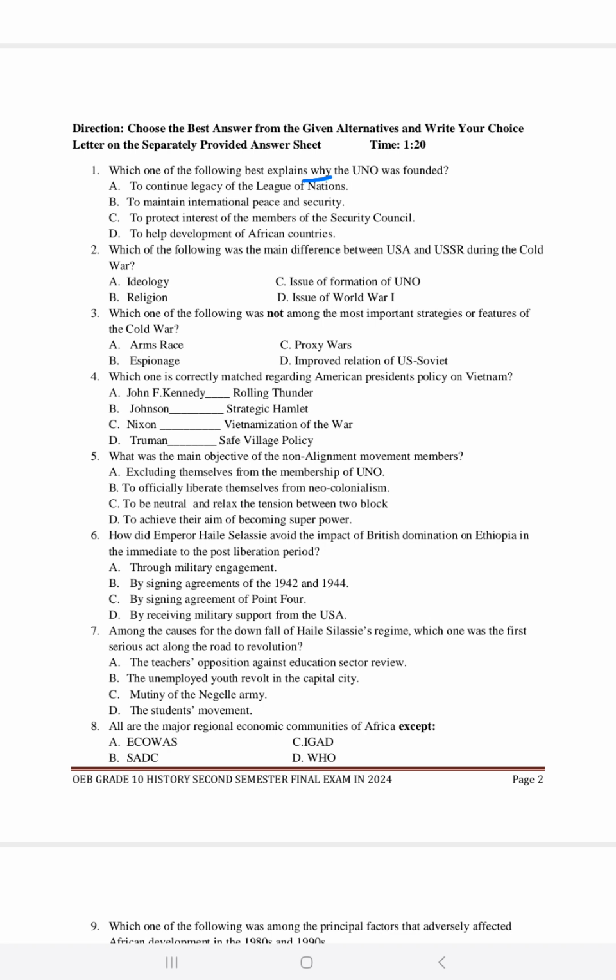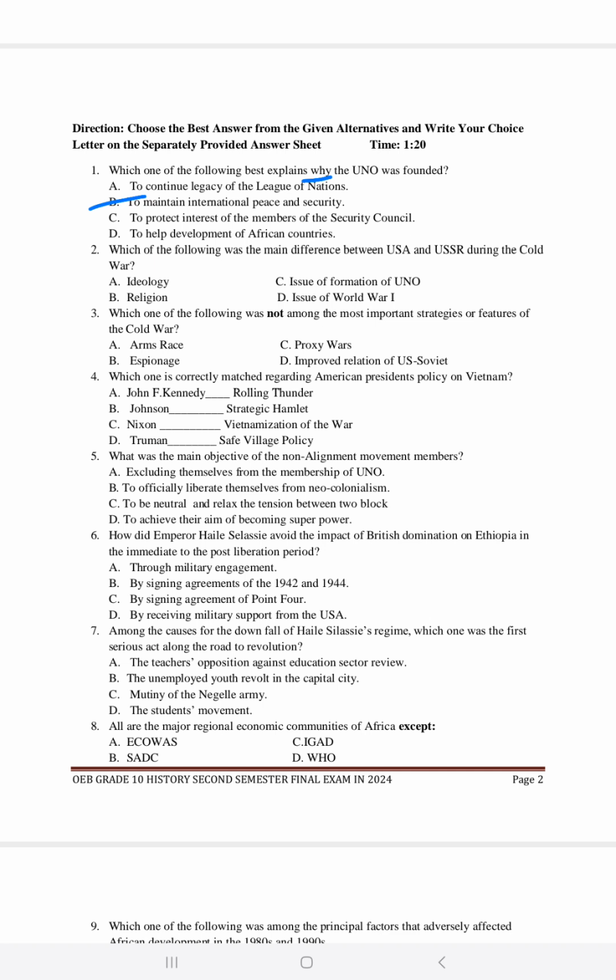A, to continue the legacy of the League of Nations? No. B, to maintain international peace and security? Yes, B is correct. C, to protect the interest of members of the Security Council? Not only for the interest of the Security Council. The United Nations has 50 members. The Security Council has 15 members, 5 of them are permanent and 10 are non-permanent. D, to help the development of African countries? This is also not correct. So the answer is B.